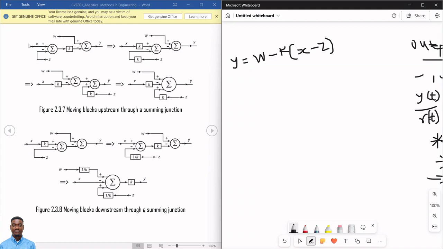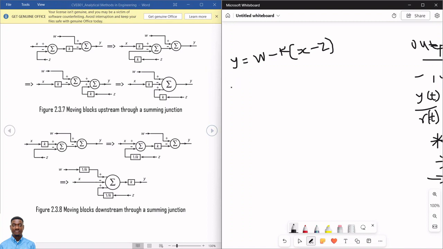If I move this block to the left, my question will be, is it going to be on this signal line alone or on both? And if it's going to be here or here, in what form? Is it going to be as K or as 1 over K? So, this is the movement over the summing junction. If, for instance, I have moved it just over the summing junction and I put it on this X line alone, let's see the model that we're going to have.